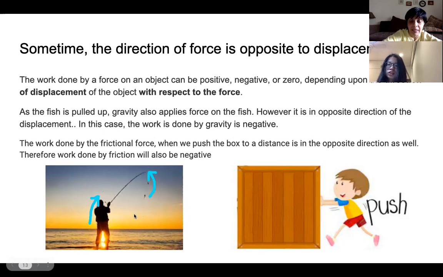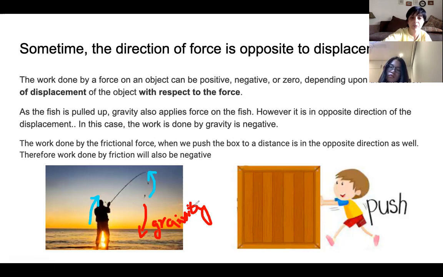Gravity. Gravity, absolutely right. So there is another force which wants the fish to fall down. It's just that the force that the man is applying is overpowering. It is more, and therefore gravity is not winning. The man is winning. But that's not to say the force of gravity is not there. It is there. It wants the fish to come down, but the man with the fishing rod is pulling it up.